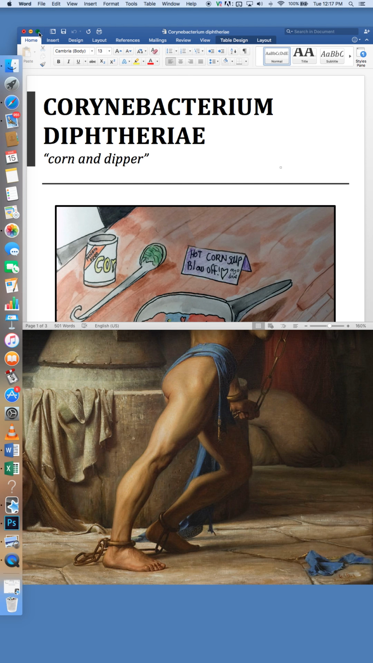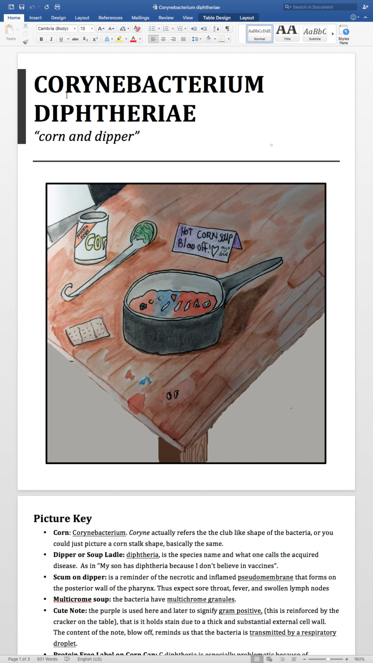You are the visually gifted, and today we are talking about Corynebacterium diphtheriae. We got this picture here. It is a corn and dipper picture.